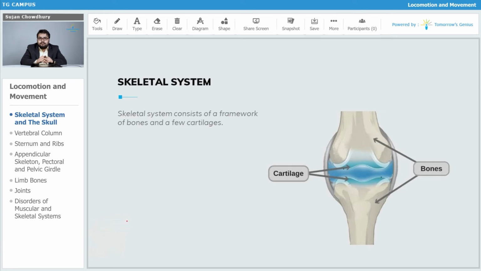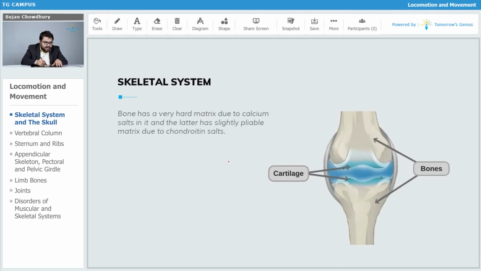In this part, we will know about the skeletal system in us. So, the skeletal system consists of a framework of bone and a few cartilages. Yes, cartilages are present between the bones and at some external organs in order to enhance the flexibility and prevent serious damage. The bone and cartilages are specialized connective tissues in us.